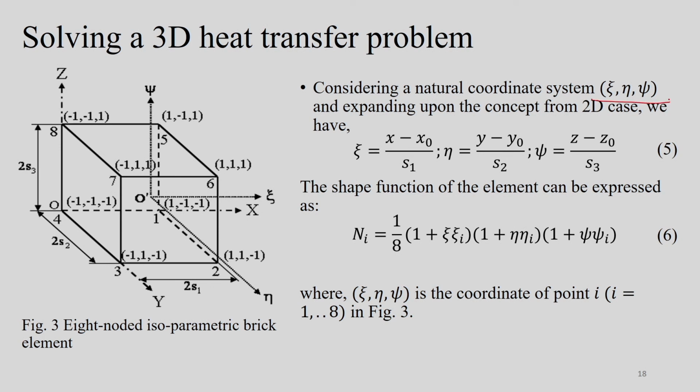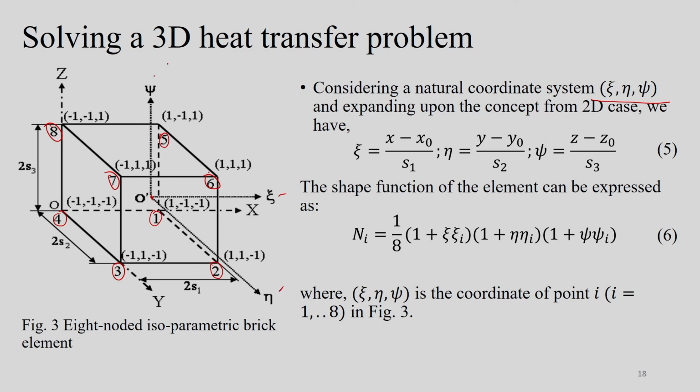So, considering the natural coordinate system xi, eta, psi, the centroid is OG, the center, and it is mentioned already that the nodes are 1, 2, 3, 4 and 5, 6, 7, 8. So, with a particular sequence, we have considered this 8-noded brick element, and then we define the natural coordinate system as xi, eta, psi. So, that is the axis xi, eta, psi.